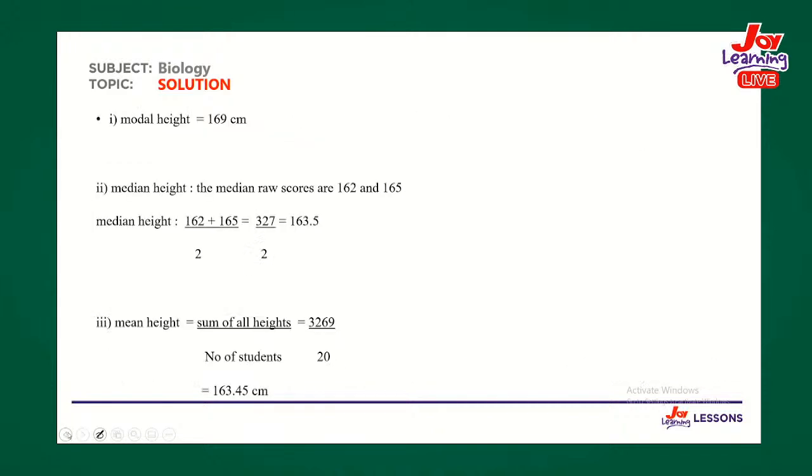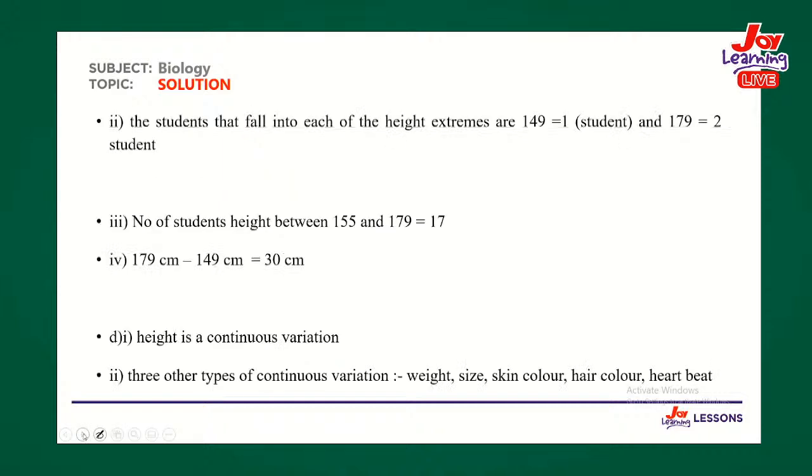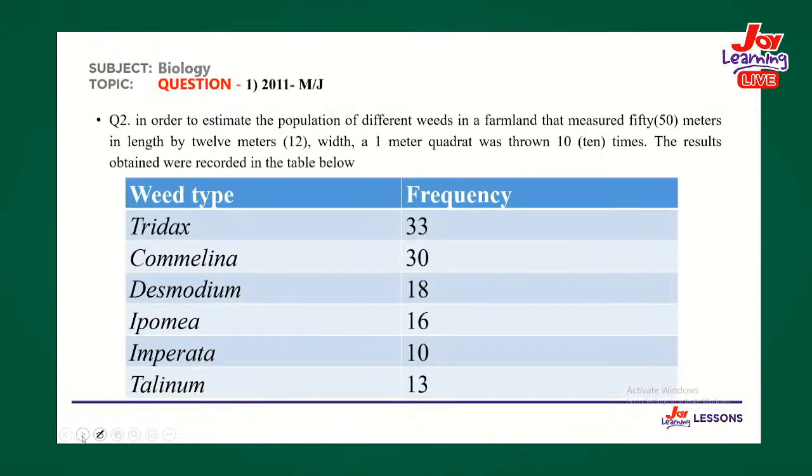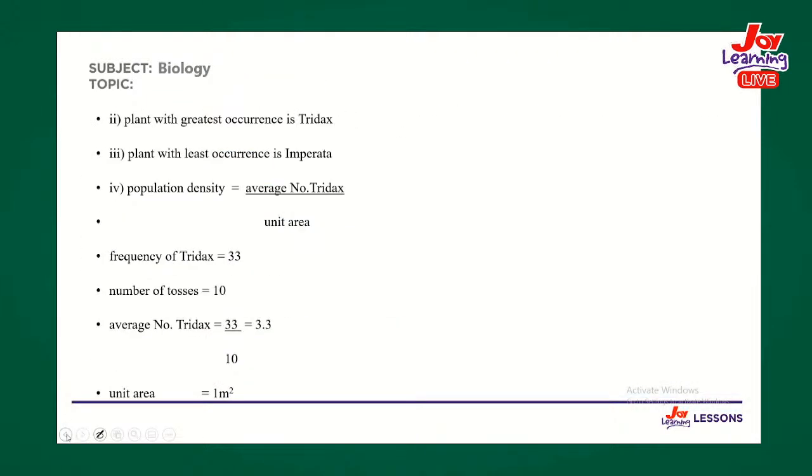Then you follow the rules of how to calculate a modal height. A mean is just the average, so you add all the heights divided by the number of students, you get your mean. Then the median and the modal height, the most frequent one. Okay, let's look at this quickly.